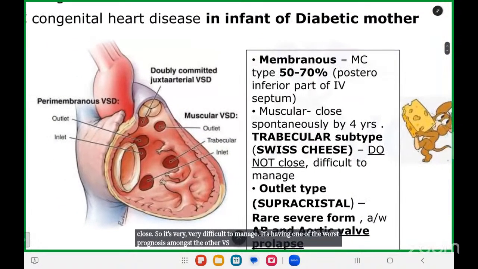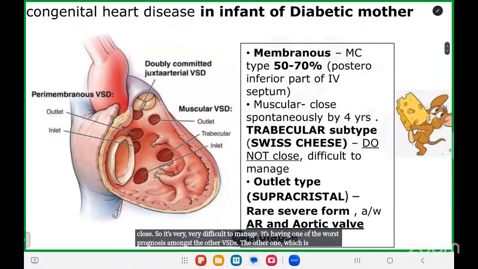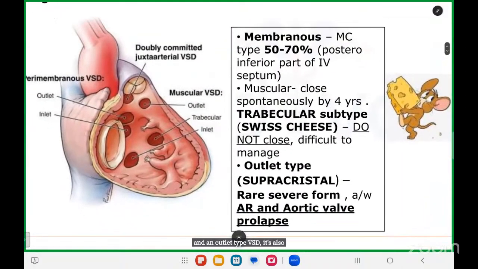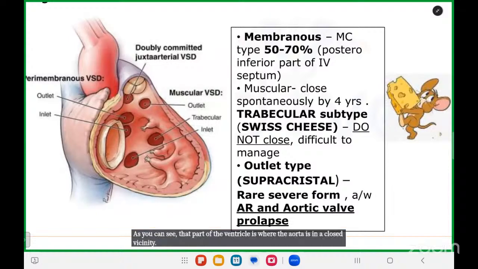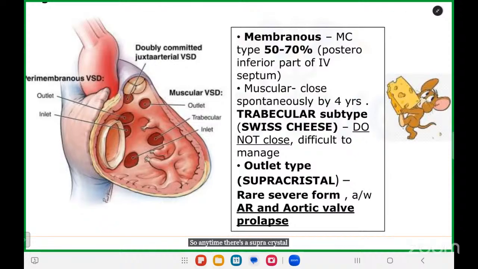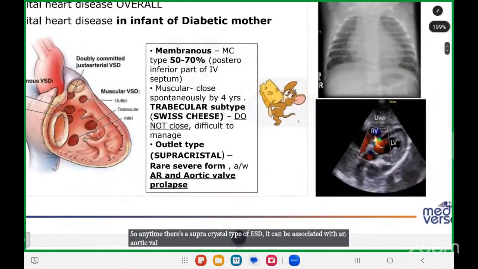The other one, which is an outlet type VSD. It's also called a supracrystal VSD. It's a rare form, but it's a severe form. As you can see, that part of the ventricle is where the aorta is in a close vicinity. So anytime there is a supracrystal type of VSD, it can be associated with an aortic valve prolapse or an aortic regurgitation.